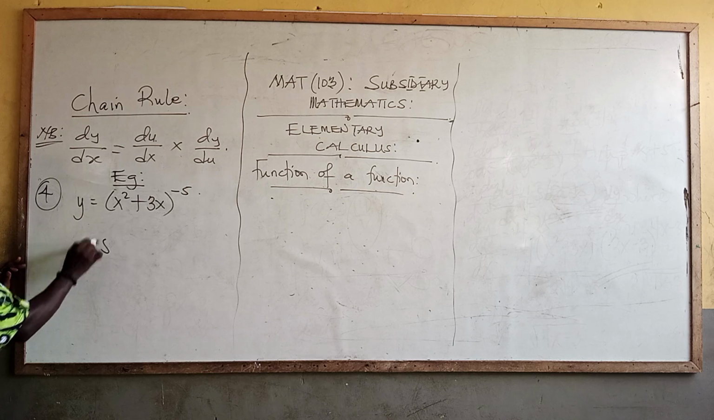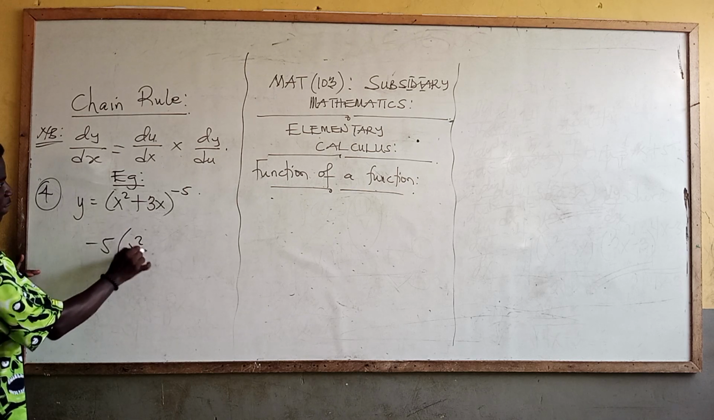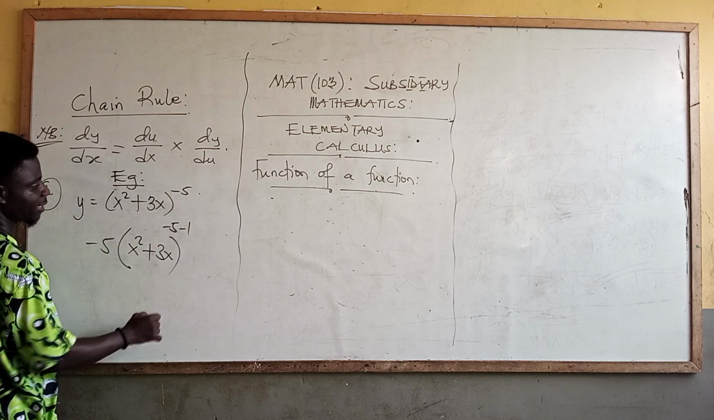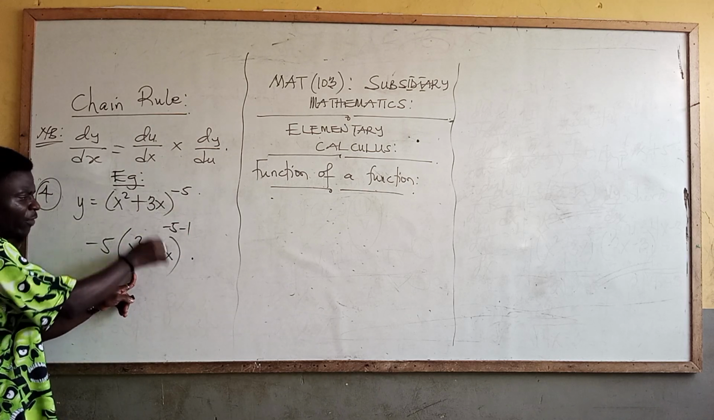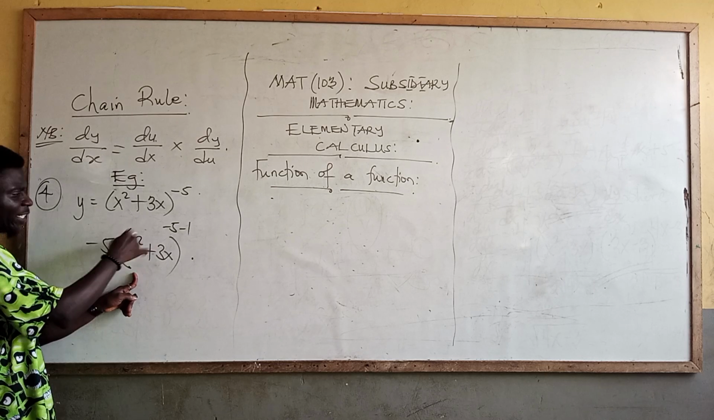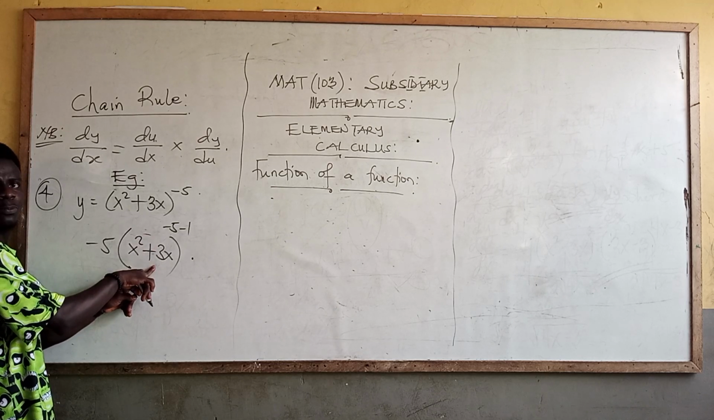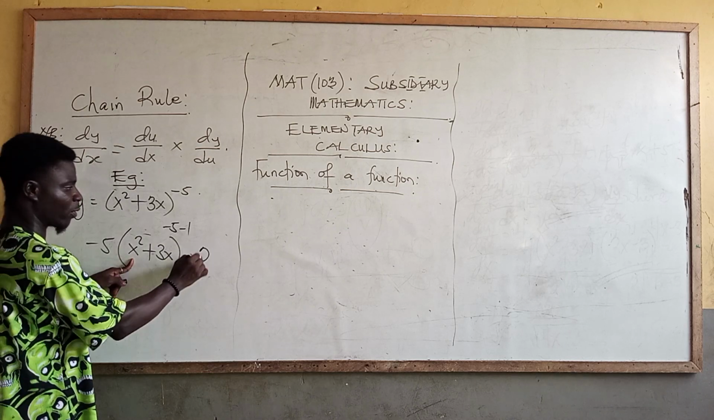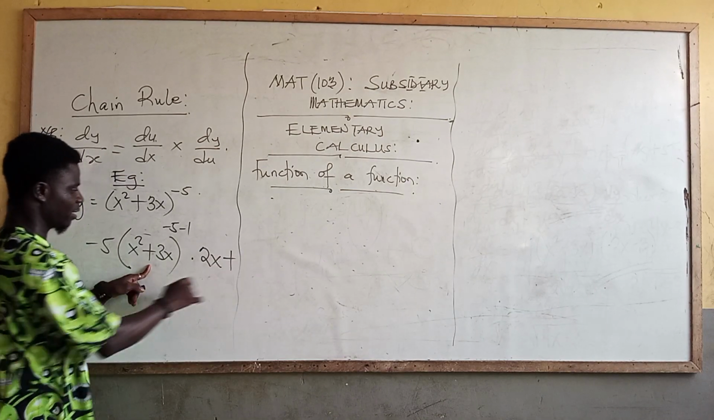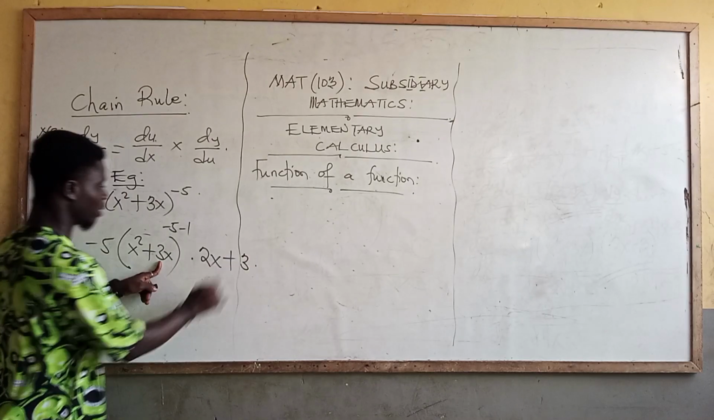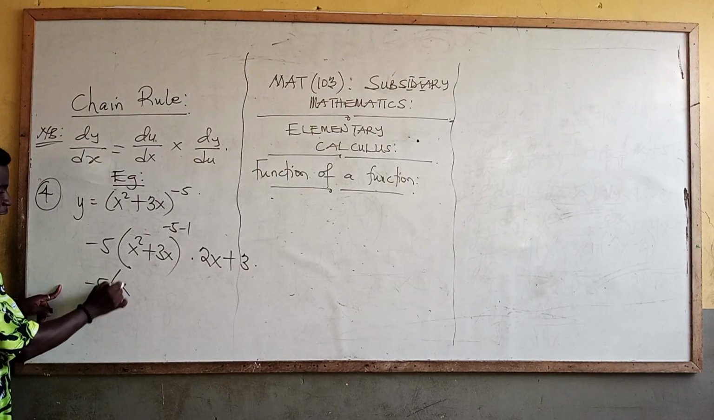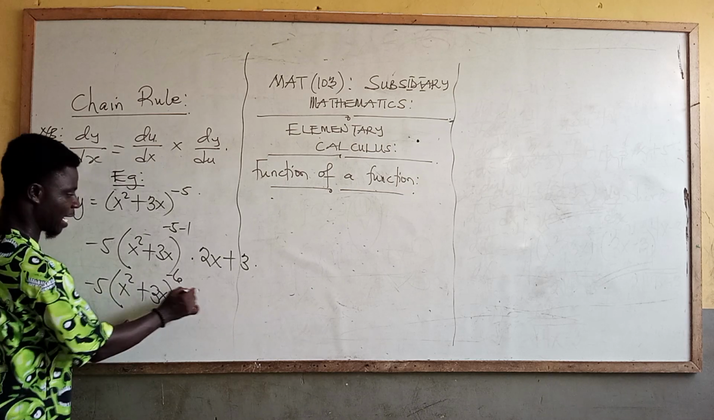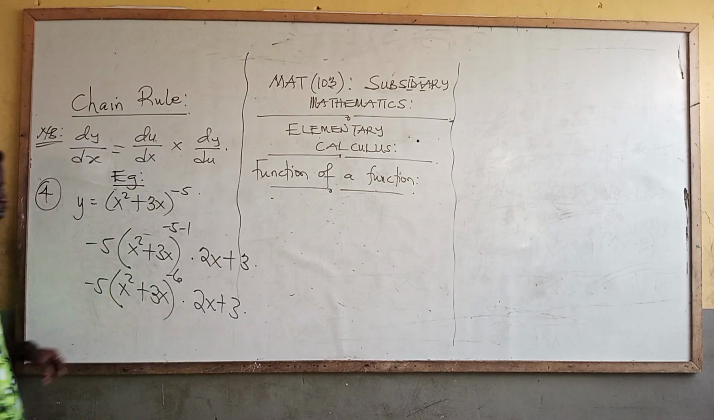Just let your negative 5 come down. You get your x squared plus 3x. Then you subtract 1 from that exponent. Then times the derivative of the inside. You differentiate the expression inside the bracket. If I differentiate x squared, I get 2x. If I differentiate 3x, I get 3. So I have negative 5 times (x squared plus 3x) to the power of negative 6 times (2x plus 3).